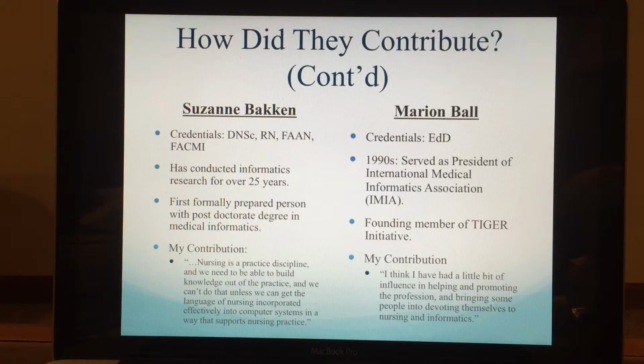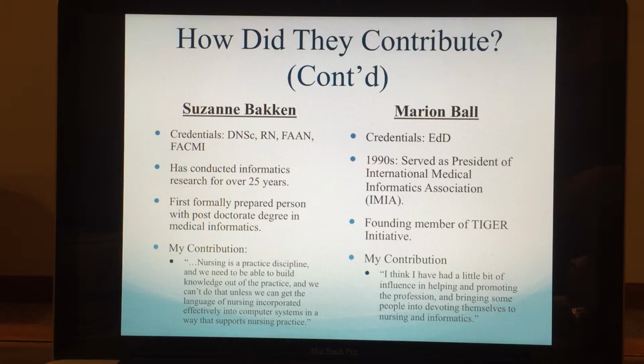When an interview inquired what contribution Suzanne has made in the history of nursing informatics, she had this to say, quote, "Nursing is a practice discipline, and we need to be able to build knowledge out of the practice, and we can't do that unless we get the language of nursing incorporated effectively into computer system in a way that supports nursing practice," end quote.